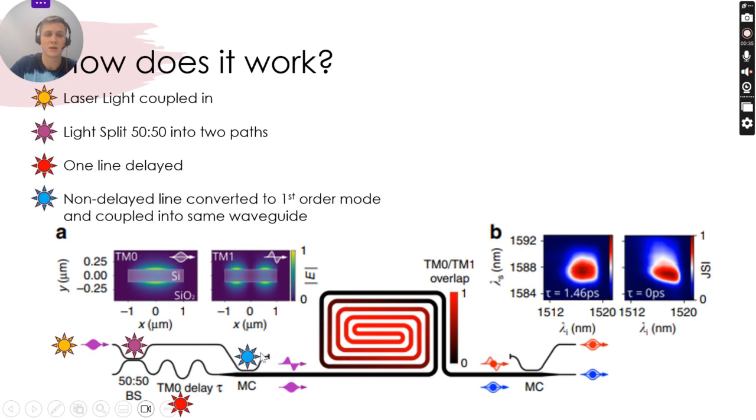And then the non-delayed line here, they use a mode converter to convert this zeroth order mode here into this first order mode here. And so now in this waveguide here, you have two modes, first order and zeroth order mode, kind of co-propagating through this waveguide, except this first order mode is ahead of this zeroth order mode because of this delay that we've induced here.